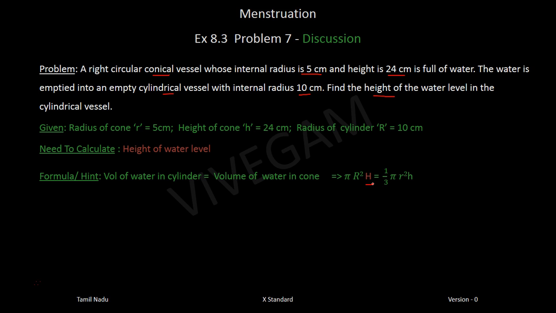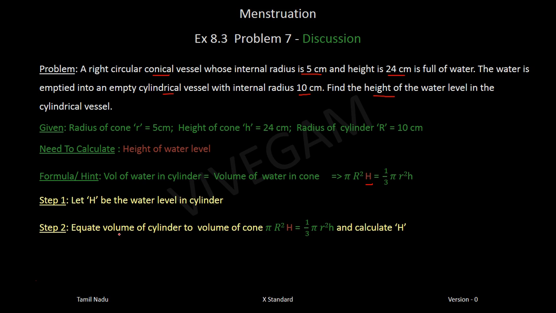Very simple. So let me summarize the steps. Let H be the water level in the cylinder. Equate the volume of the cylinder to the volume of the cone. As we discussed, if the water is just getting transferred, then volume of the cylinder equals volume of the cone. So pi R squared H equals 1/3 pi r squared h, and calculate height.